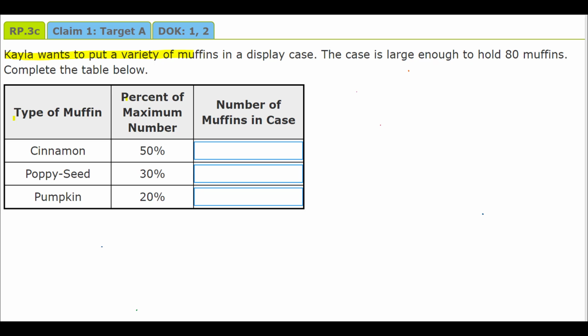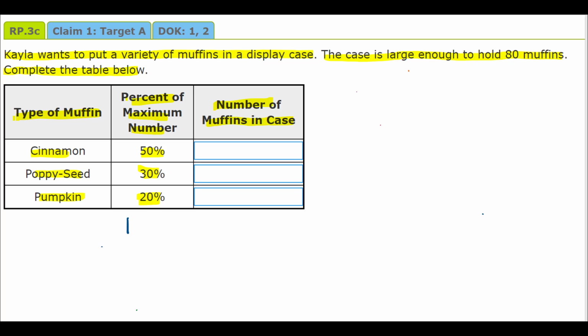Kayla wants to put a variety of muffins in a display case. The case is large enough to hold 80 muffins. Complete the table. Well, we have types of muffins here, and we also have the percent of the maximum number of these types of muffins in the display case. We are looking for the number of muffins in the case.